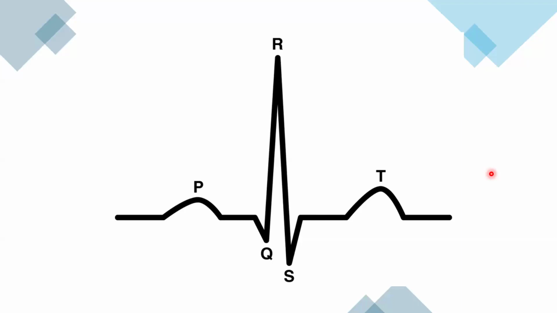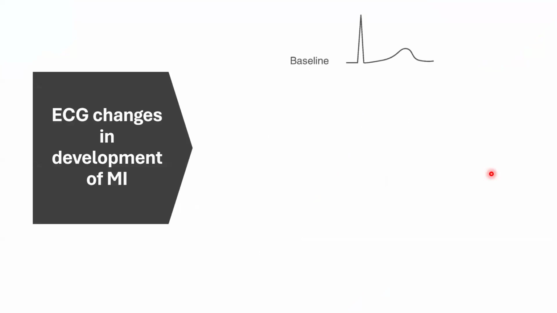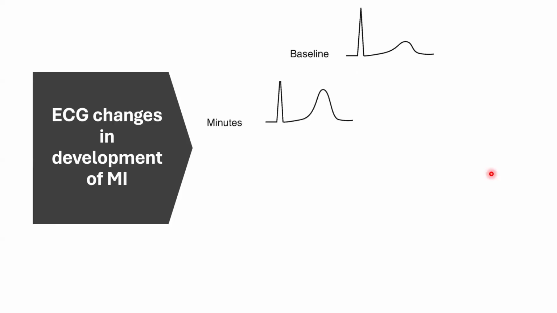We have to identify a very important point in the EKG. This point is called the J point, because from this point we're going to measure the ST segment, either the elevation or depression, upon which we're going to be diagnosing the STEMI or the non-STEMI. Now, what happens in the EKG in the development of an MI? This is the baseline EKG that we have. A few minutes into the formation of the thrombus, we're going to have tall T waves.